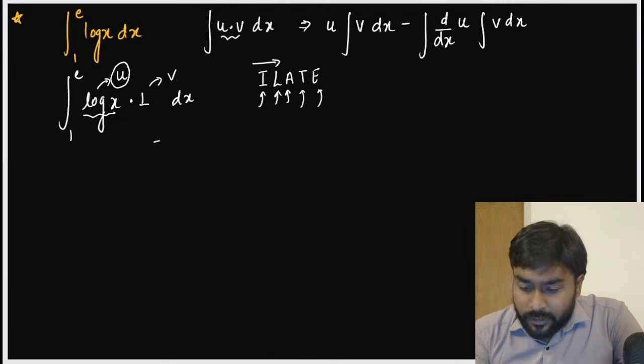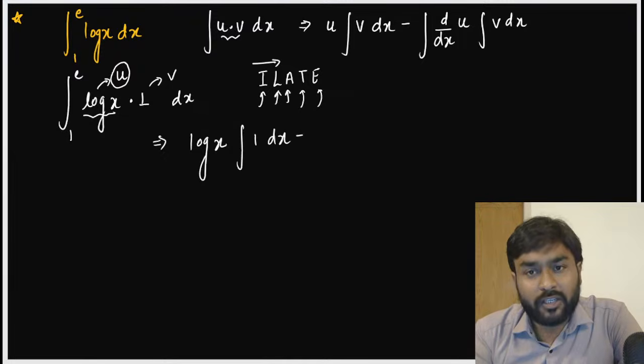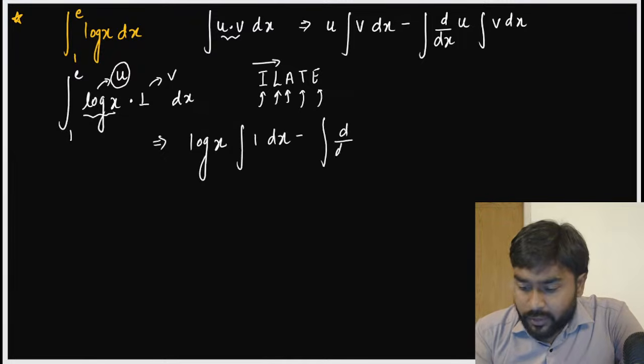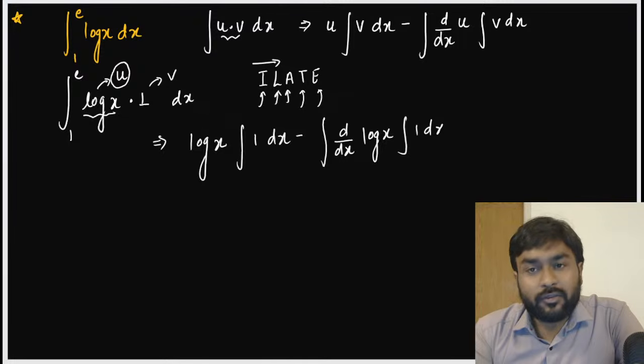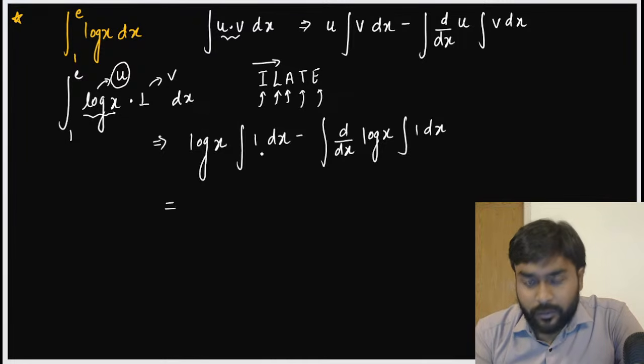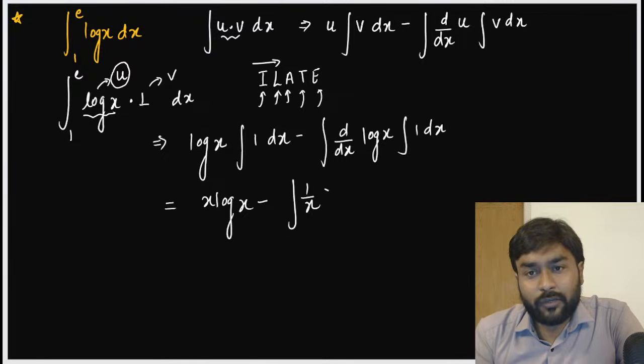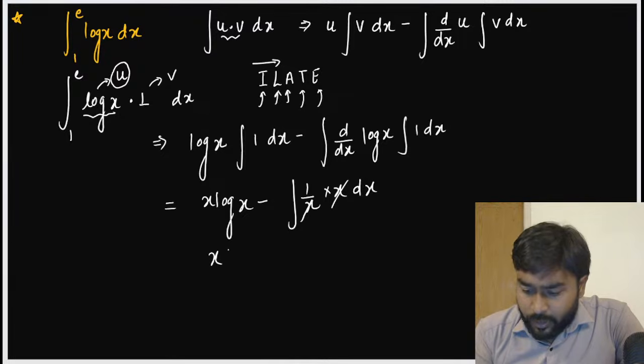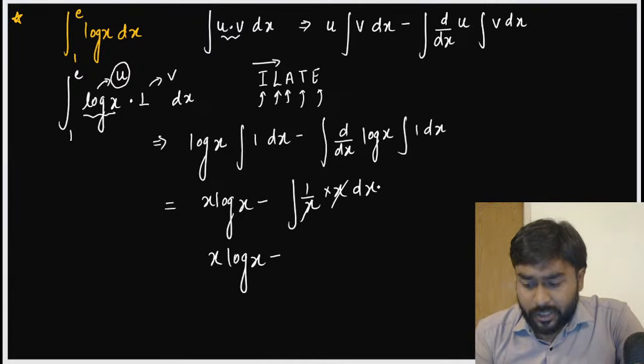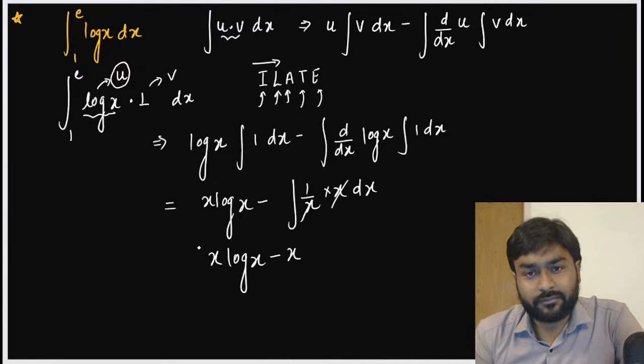Then after that, we will apply this formula. The formula says u, log x as it is, times the integration of 1 dx, then minus the integral of the differentiation of log x, that is d by dx of log x, times the integration of 1 dx. So we apply the integration of 1, which is x. So x log x minus the integral of, differentiation of log x is 1 by x, integration of 1 is x, so 1 by x times x dx. This x and this x cancel, so it becomes x log x minus the integration of dx, which is x.